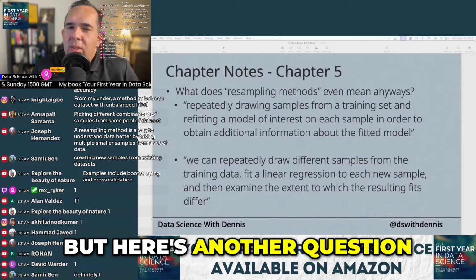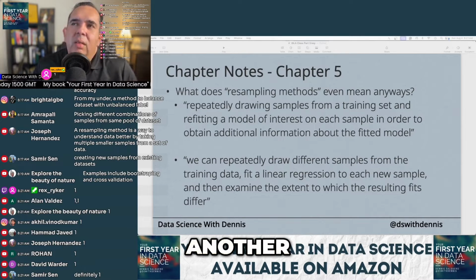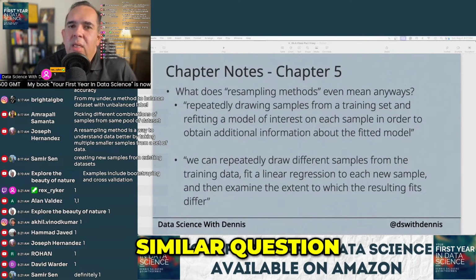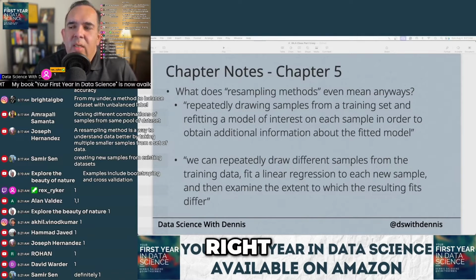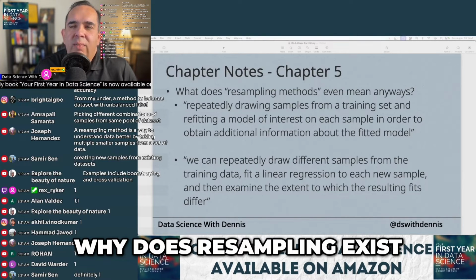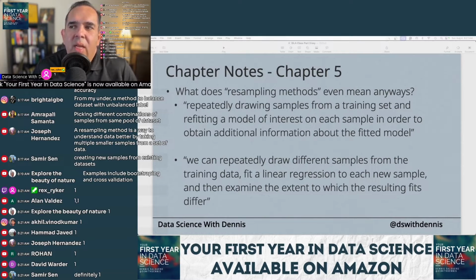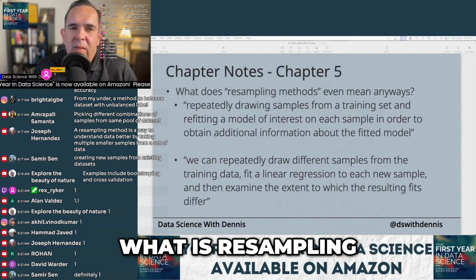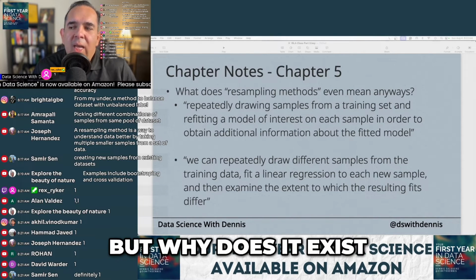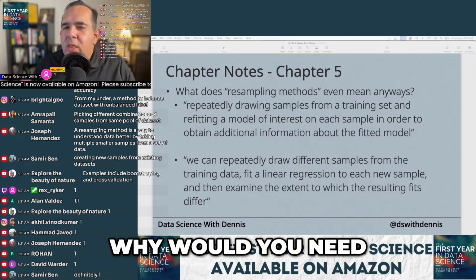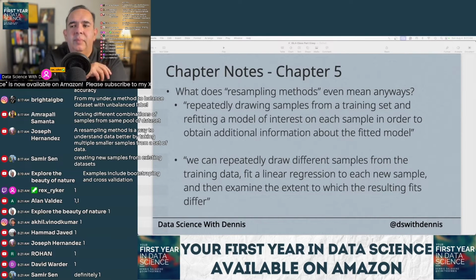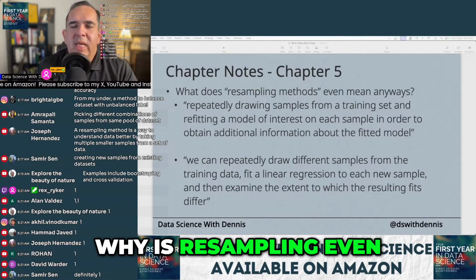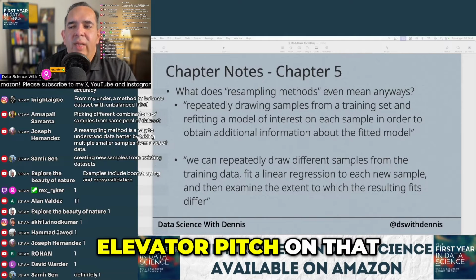But here's another, similar question, but I want you to think about it this way. Why does resampling exist? I think we gave ourselves a pretty good definition of the what. What is resampling? But why does it exist? Why would you need to do this? Why is resampling even a thing? So give me your elevator pitch on that.